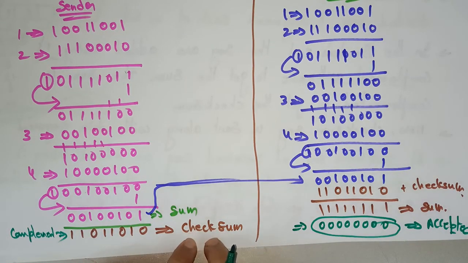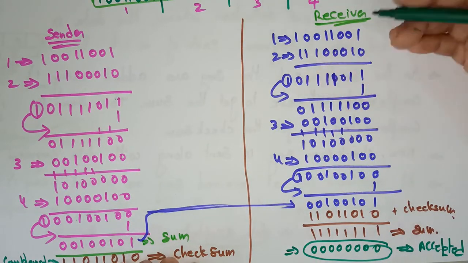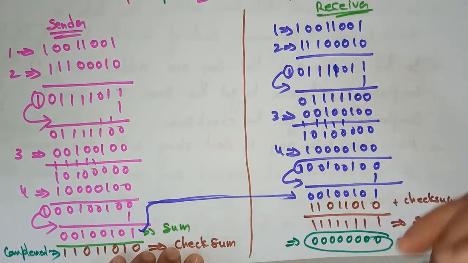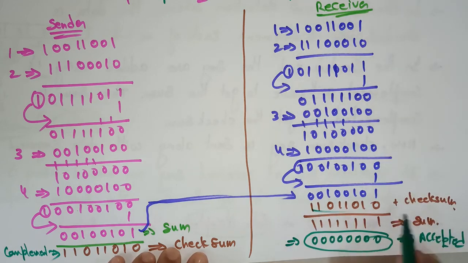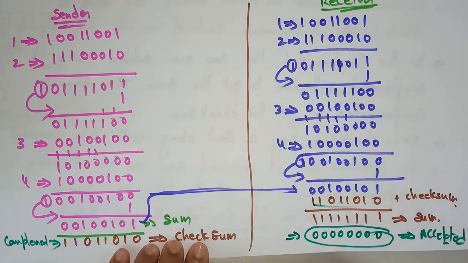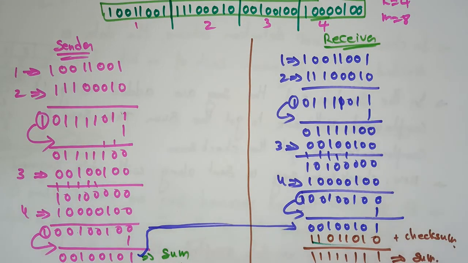Now you have to add this checksum to the segments. The receiver does the same operation, adding one segment, 1 plus 2, and the result with 3, and the result with 4, and the fourth result will be added to the checksum, and you'll get a final sum. That sum should be complemented. If you get all zeros, then it is accepted. Otherwise, the data is rejected, meaning you didn't receive the correct data. So this is one of the error detection techniques, the checksum.